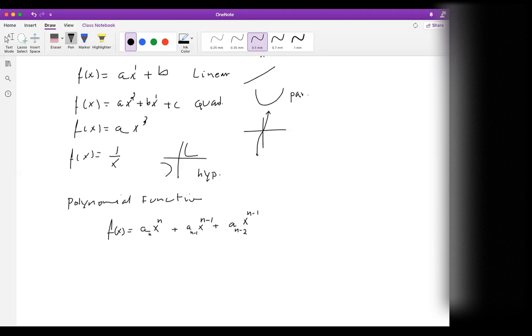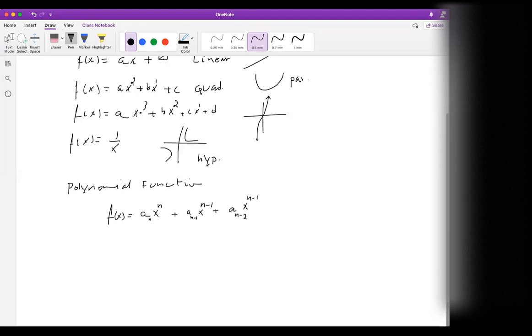For this one, you could have ax to the third, plus maybe bx to the second. As you can see, the power goes down, plus maybe cx, plus maybe some number d. So the power is 1. Okay, you could have any number of terms. These are what we call terms. This is a coefficient, this is a variable, and this is the exponent, or the power of the variable.